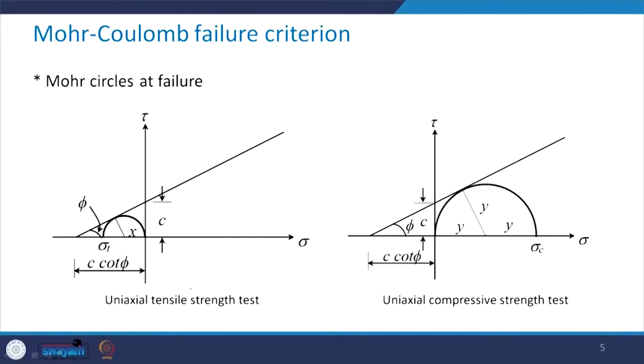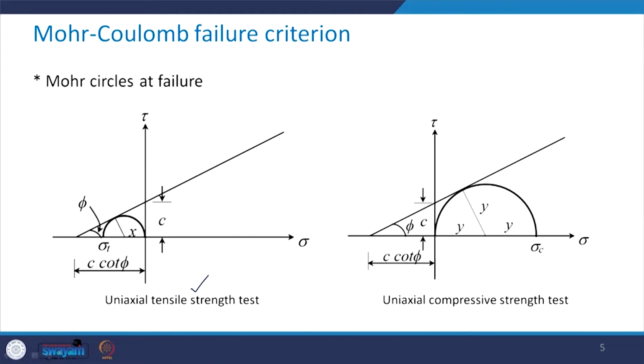What we are going to do is follow the convention that compression is represented with a positive sign and tension with a negative sign. So in the two cases, the uniaxial tensile strength test, which is a theoretical one, and the uniaxial compressive strength test, one can draw the Mohr circle at failure. Take a look here. The first figure gives us the idea about the uniaxial tensile strength test.